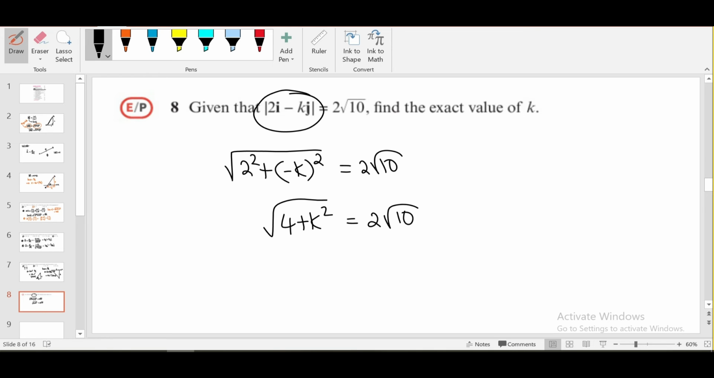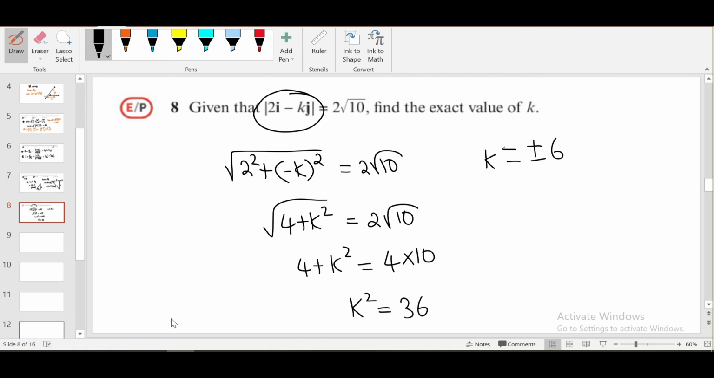You square both sides. The square root will be gone. 2 becomes 2 squared. Square root of 10 becomes just 10. So k squared is equal to 40 minus 4, 36. k is equal to plus or minus square root of 36. They did not specifically say whether k is positive or negative, so there are two values.